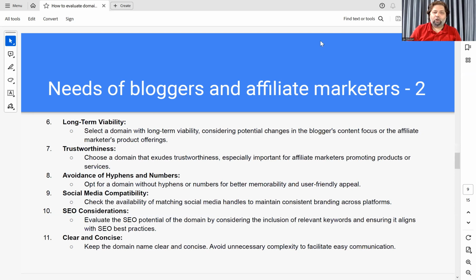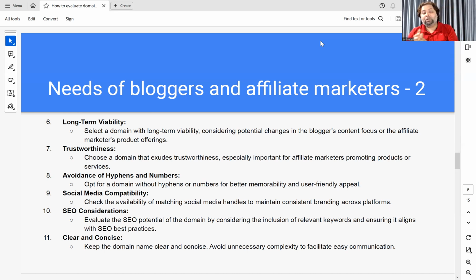And of course, long-term viability should be there. I mean, COVID kind of domains don't work there. Trustworthiness: the domain should be trustworthy. And believe me, .com is a trustworthy domain if you compare it to any extension globally. Okay. Avoidance of hyphens and numbers, social media compatibility. We talked about this thing. Okay. SEO consideration. We have talked about this when we took the example of that Goa vacation.